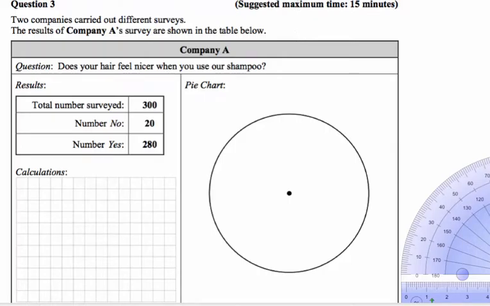So this is the 2016 Junior Cert Ordinary Level Paper 2, and we're looking at question number 3. Two companies carried out different surveys. The results of Company A's survey are shown in the table below. With Company A, the question was, does your hair feel nicer when you use our shampoo? And the results are in the table.